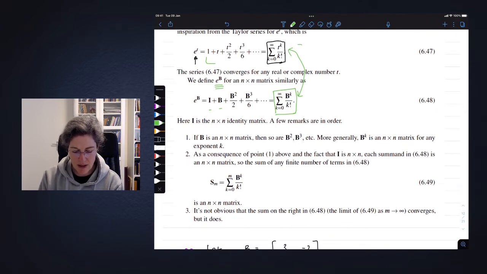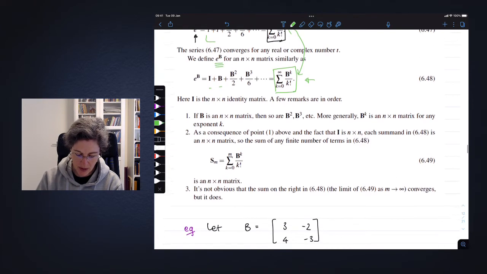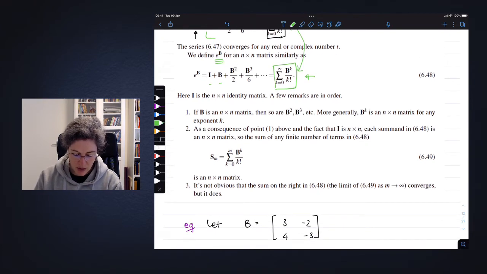But notice that this one is definitely a scalar, whereas over here we've got an infinite sum, and each term is a matrix. It's some power of B divided by k factorial. So that's what I've just said over here. B to the k is an n by n matrix. So every time you're adding an n by n matrix, you're going to end up with an n by n matrix.